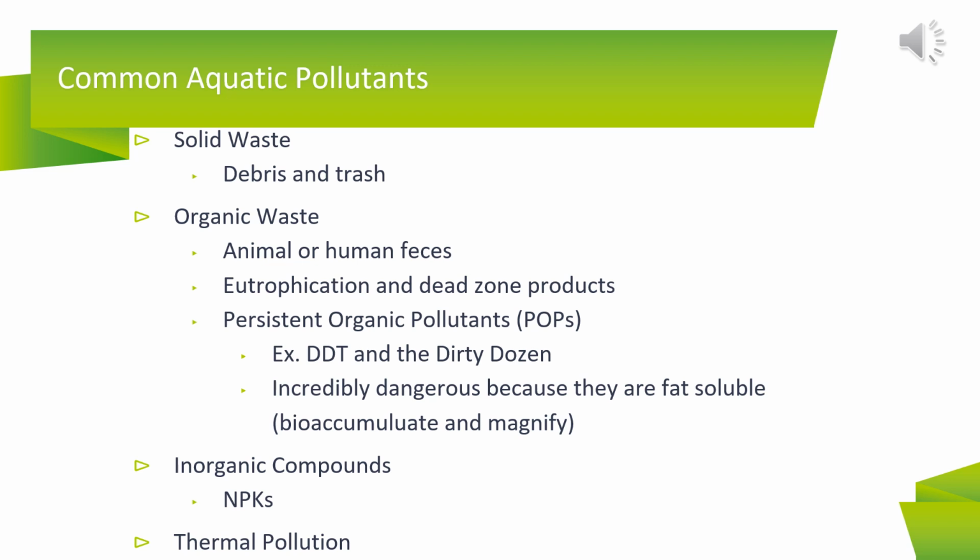Persistent organic pollutants are incredibly dangerous because they are almost exclusively fat soluble, which means that they will bioaccumulate in the fat cells of an organism, and as that organism is eaten at higher levels of the food chain, that pollutant will not only bioaccumulate in their bodies, but it will also biomagnify as it moves up the food chain, becoming more and more concentrated as it reaches the top.